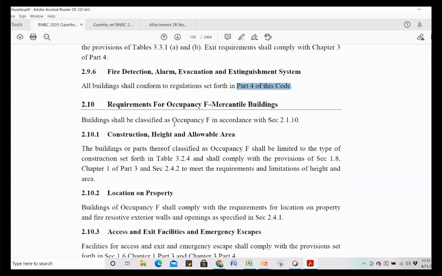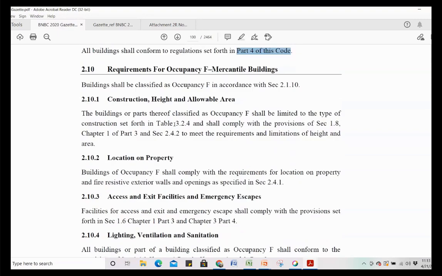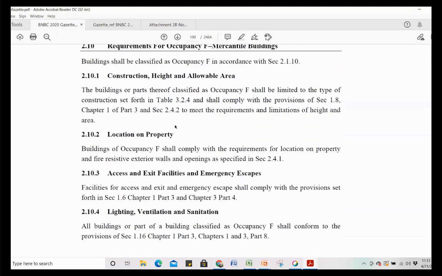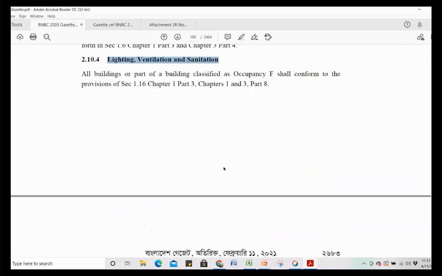So let us go to the mercantile occupancy. The mercantile occupancy is almost similar in subsections. They are referring to the same tables and sections of different chapters and parts.